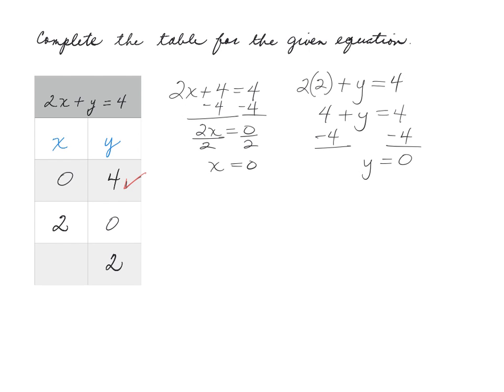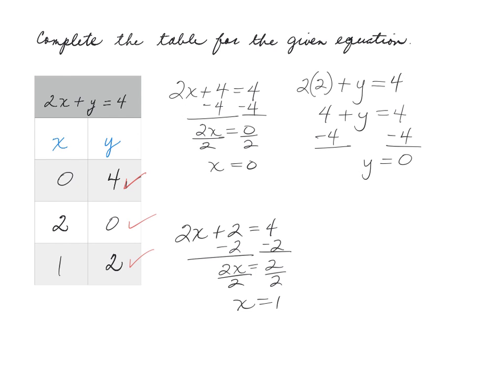Now, when y is 2, what is the x going to be? Well, let's see. We have 2x plus y, but y is 2 now, equals 4. Sometimes you can see it happening. So let's subtract 2. So 2x equals 2. So x equals 1. So these 3 points are solutions, points that lie on that line.